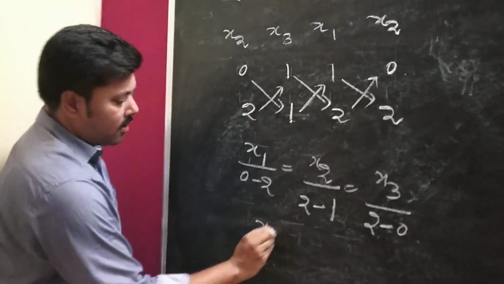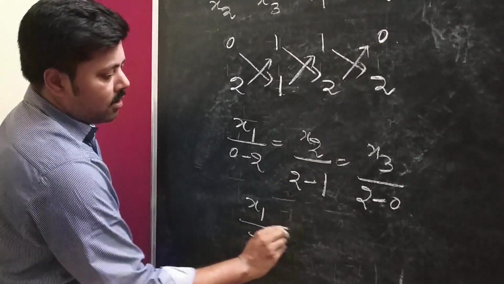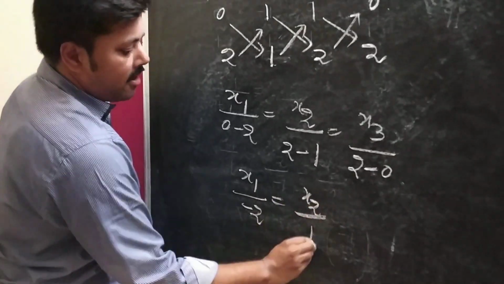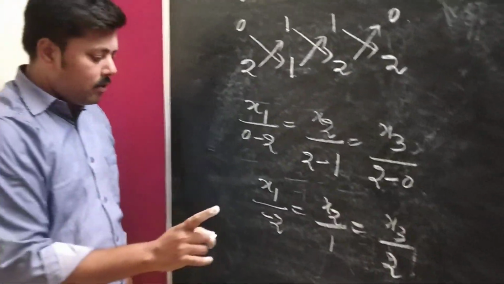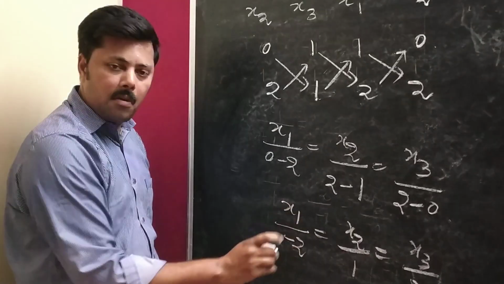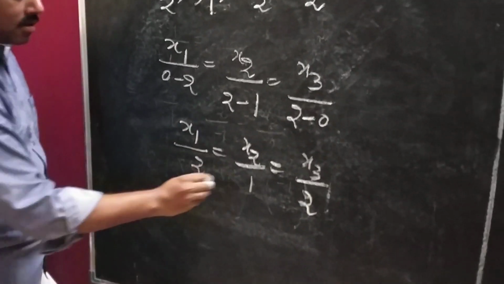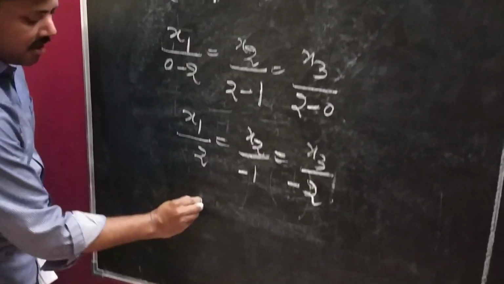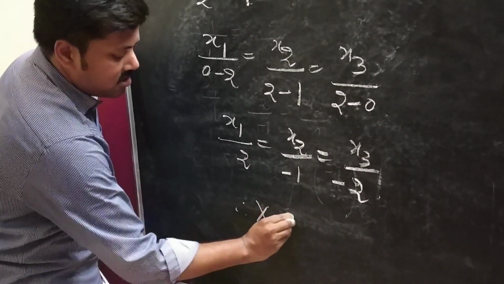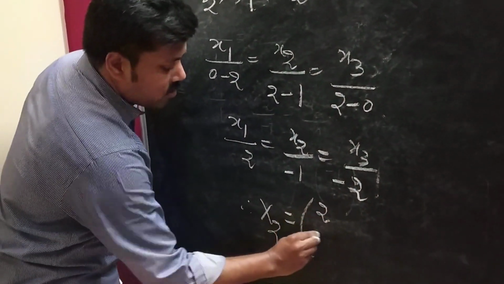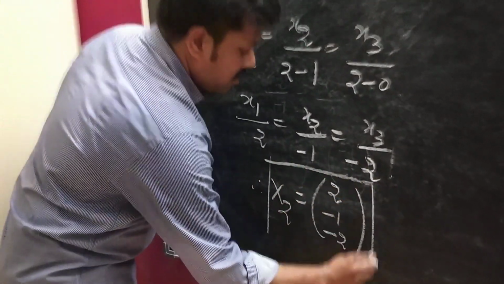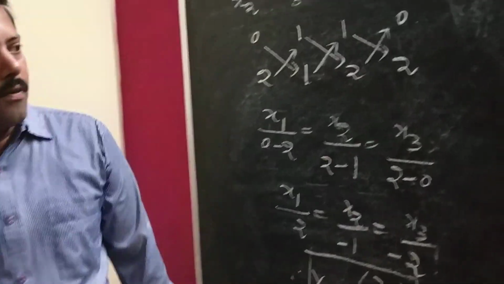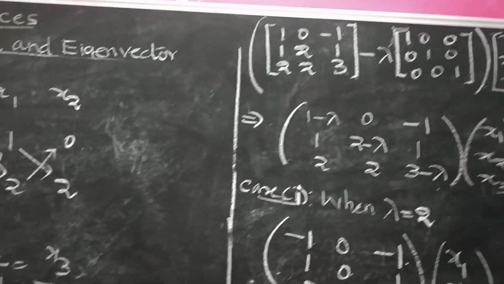So therefore minus 2, 1, 2. The first value should always be positive, so multiplying throughout by minus, we get plus 2, minus 1, minus 2. Therefore the second eigenvector is 2, minus 1, minus 2. So, the last case, when lambda equal to 3.